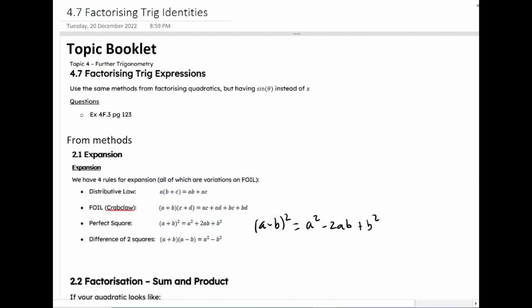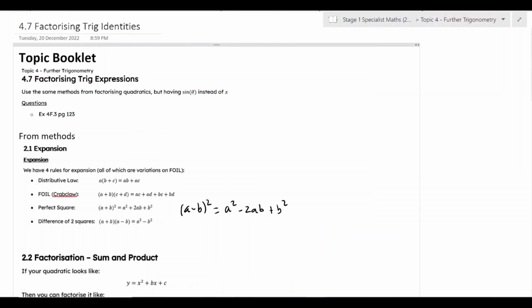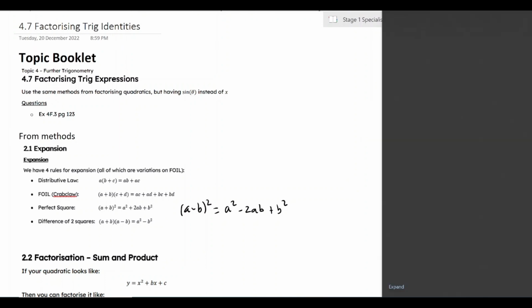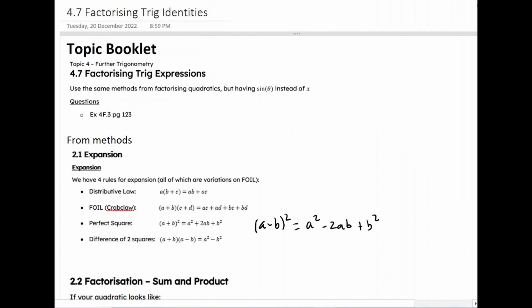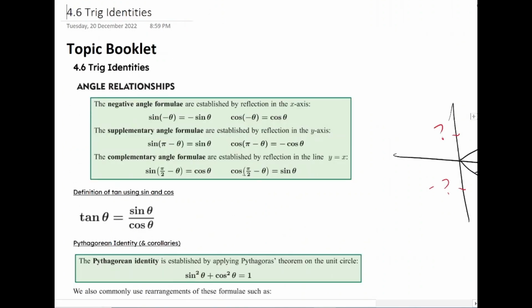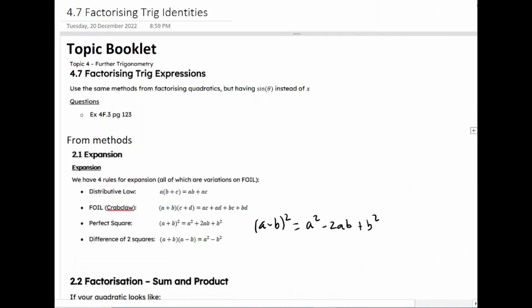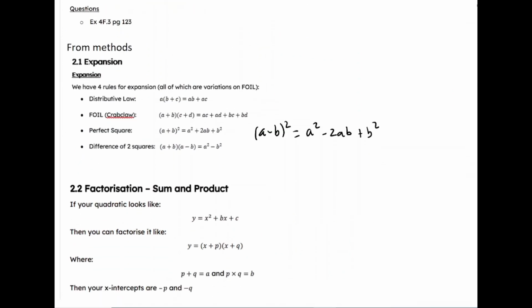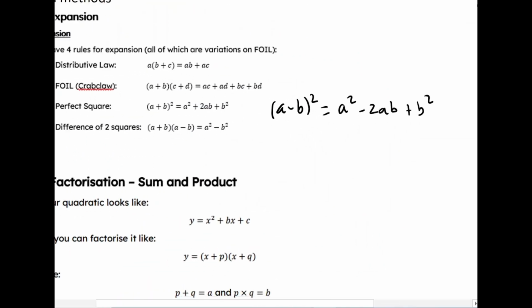In this video, we're looking at factorizing trig identities, and this is sort of a follow-on from our factorizing work in the quadratics topic of methods, but just using trig identities as well, because it makes it more fun. It's actually a follow-on from the trig identities subtopic we did before. So here's a review of the expansion and factorization rules.